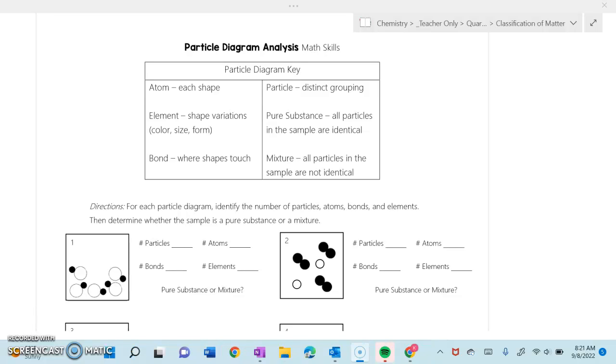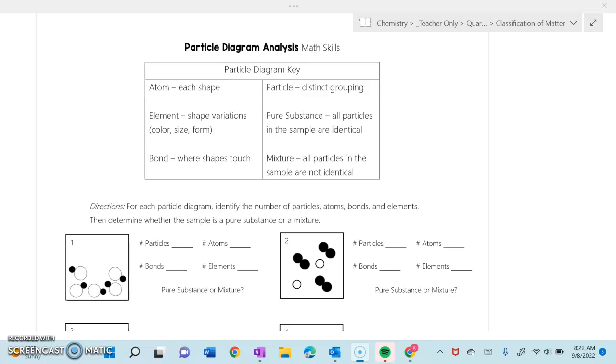Particle diagram analysis. I was getting some questions on this page, so I thought let's make a video and hopefully that will make things a little bit clearer. If you remember back to the beginning of this week when we started discussing the difference in matter and classifying things as element, compound, and mixture, we were looking at real objects, and we call those real objects the macro level of something when you're just observing your sample.